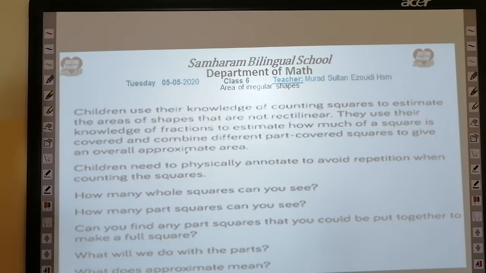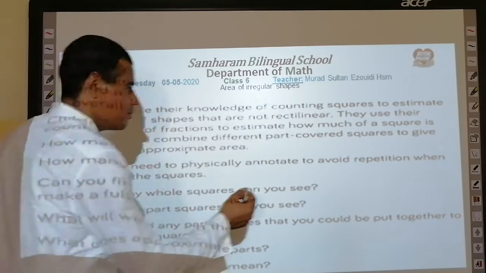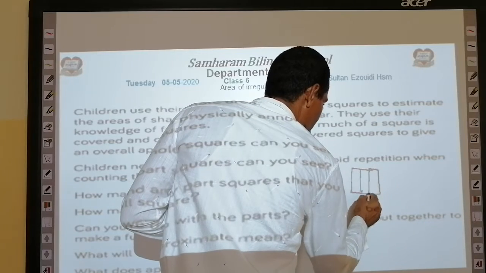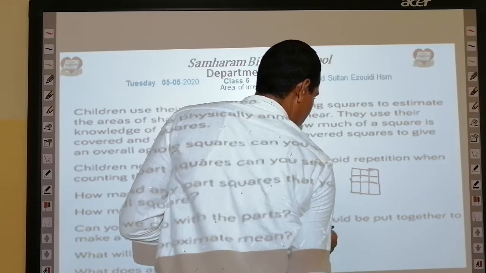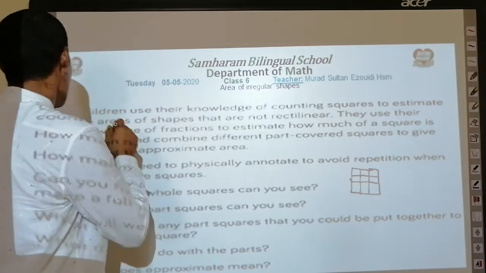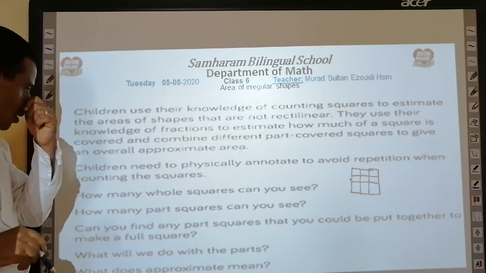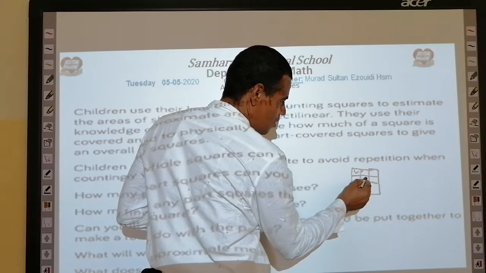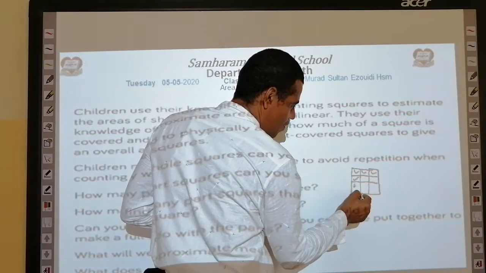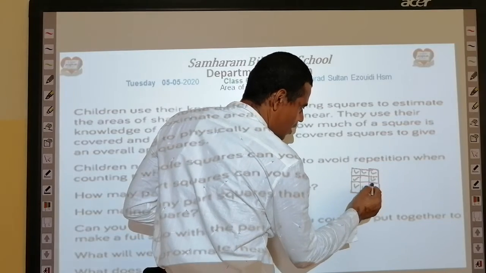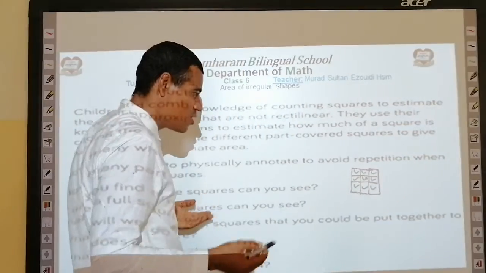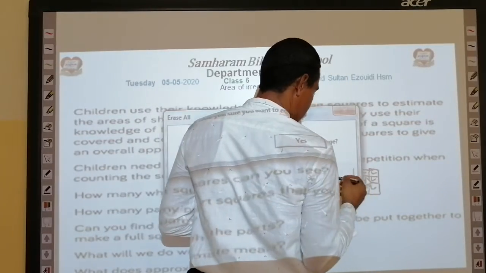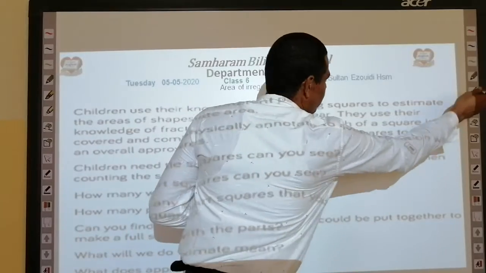How many whole squares can you see? For example, here my learners, we divide this into 9 squares. So 1, 2, 3, up to 9. How many whole squares can you see? For example, one student can count like that: 1, 2, 3, 4, 5, 6, 7, 8, 9, 10, 11. Another student can count in a different way.